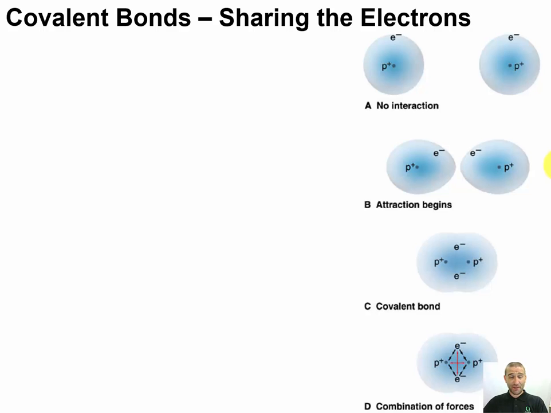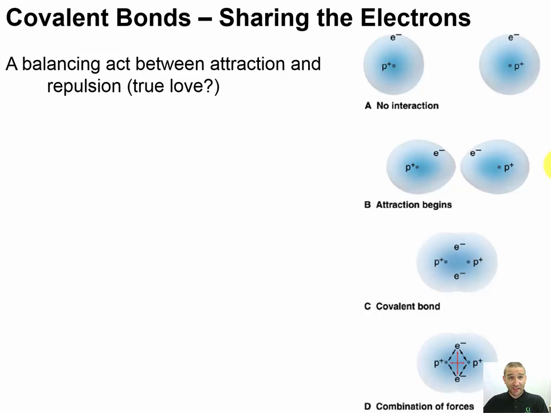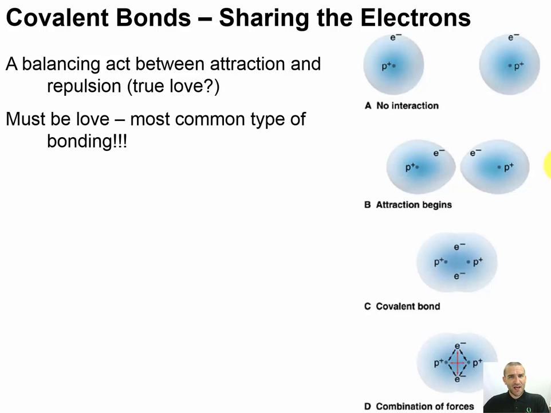Covalent bonds are an excellent opportunity for one of my favorite wisecracks. Like most bonding, it's a balancing act between attraction and repulsion. It's true love. That's the kind of thing we're talking about with covalent bonds. It's also the most common type of bonding. So I guess that they're fairly romantic down at the microscale.